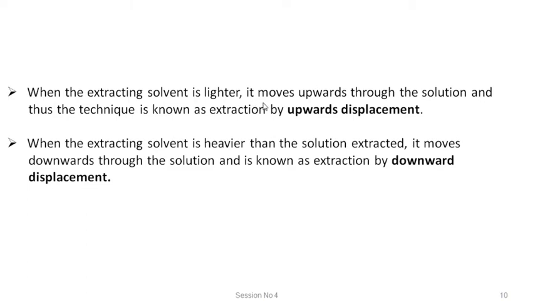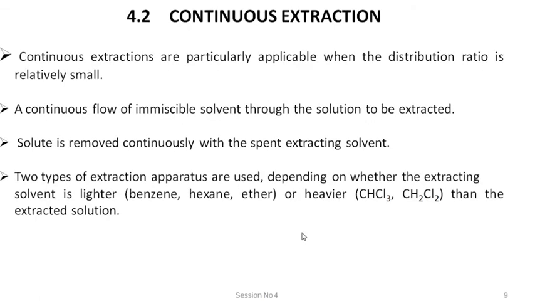When the extracting solvent is lighter, it moves upwards through the solution, and thus the technique is known as extraction by upward displacement. When the extracting solvent is heavier than the solution extracted, it moves downwards through the solution and is known as extraction by downward displacement. So if it is heavier, here you are going to use chloroform and dichloromethane. Here you are going to use benzene and other solvents like hexane or ether.